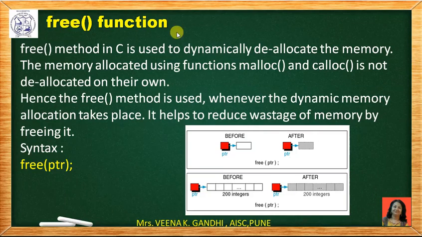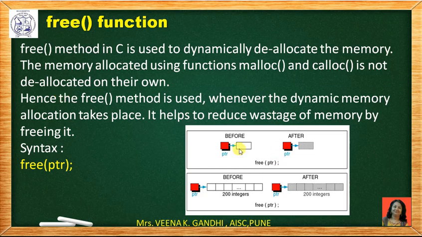Next function is the free function. The free function is used to dynamically deallocate or destroy the memory, or release the memory. The memory allocated using the functions malloc and calloc is not deallocated on its own. So the free function is used to release the memory. It helps to reduce the wastage of memory by freeing it. Syntax: free and then the pointer name. Now this pointer refers to the previously allocated block of malloc or calloc.